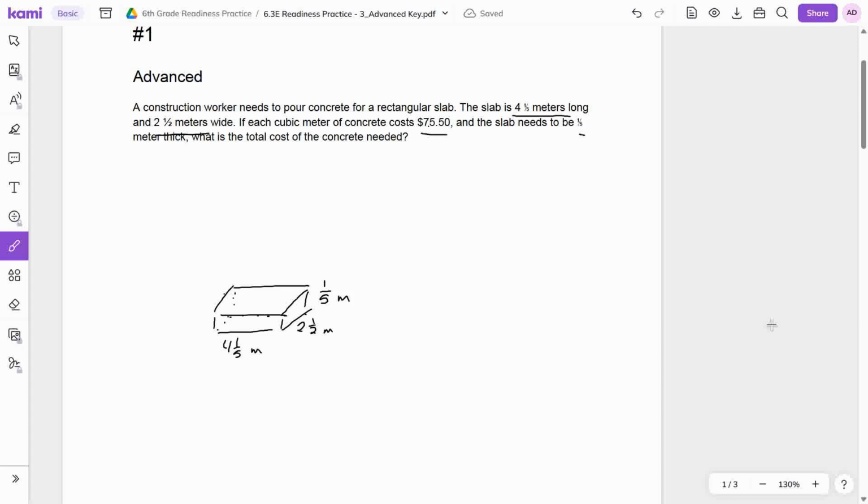So let's see what I've got here. I need to change these into decimals, which is just going to make my life a lot easier. So 4 1/5 equals 4, and then 1/5 is the same as 2/10, so 4.2. And 2.5 equals 2.5. All right, so I just need to multiply these three. It doesn't really matter the order.